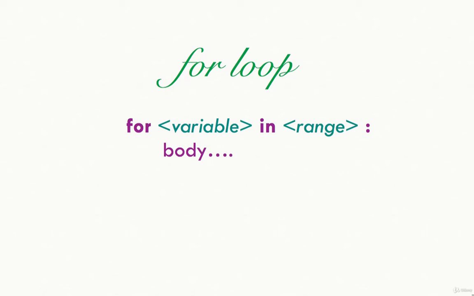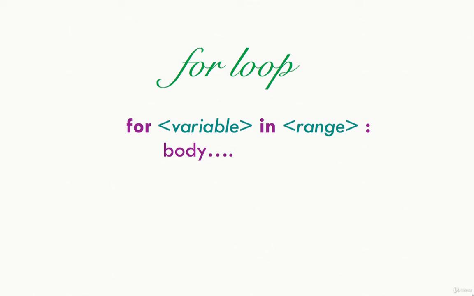In this session, we will learn about for loop. For loops start with the keyword for, followed by variable. This can be named anything because this is a variable that will contain a single value for each iteration of for loop. Next we have range.